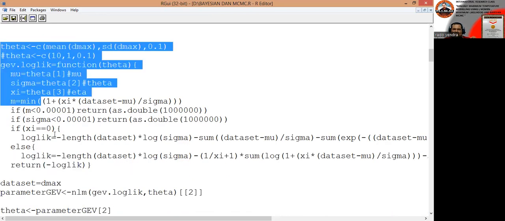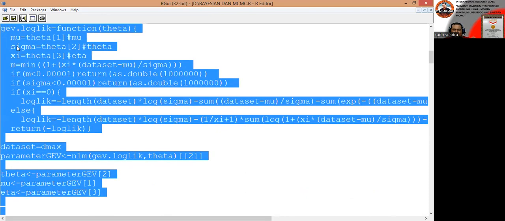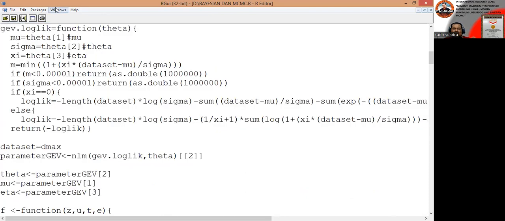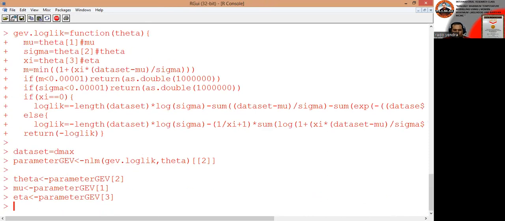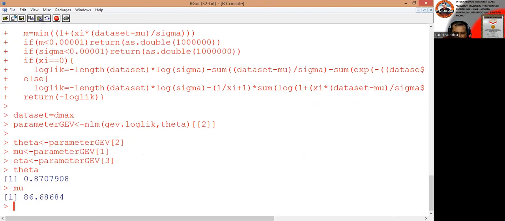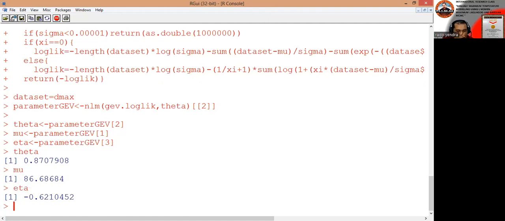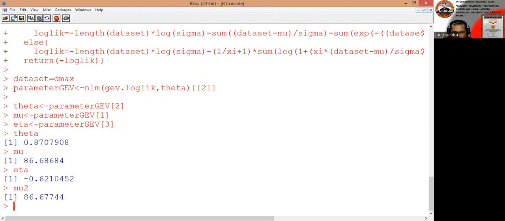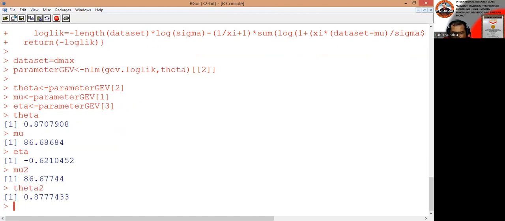This is for the maximum likelihood. We can run here. After we run, we can check the theta, we can type MU, and we can type the eta. So we make the comparison with the parameters estimated by using the L-moments, like I said before: MU2, theta 2, and then eta 2.